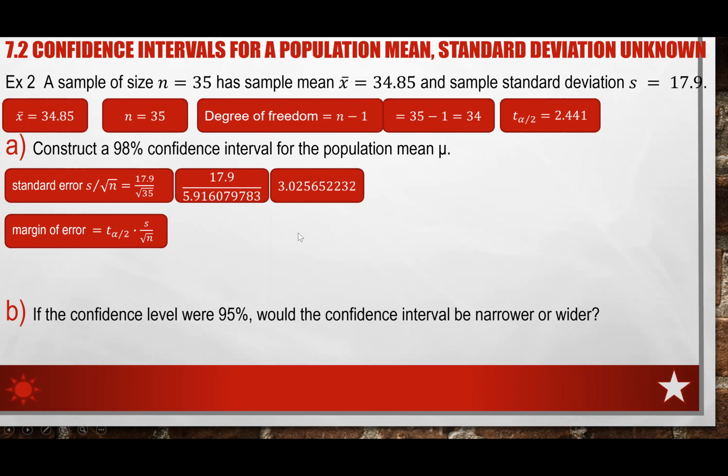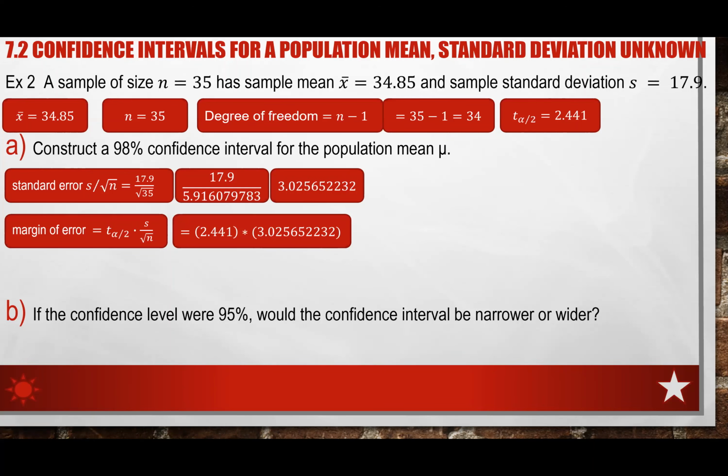After I have the standard error, I need to find the margin of error. Reminder, the margin of error is the critical value, which in this case is 2.441, times the standard error, which is 3.025652232.